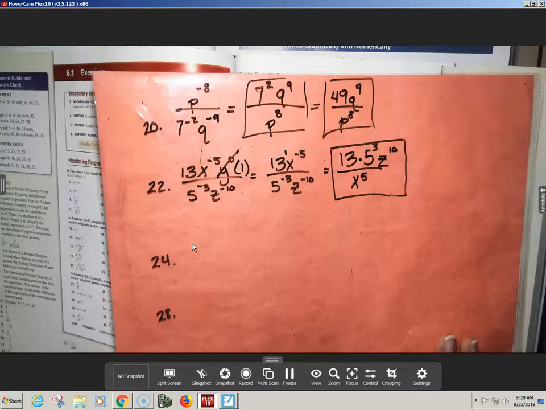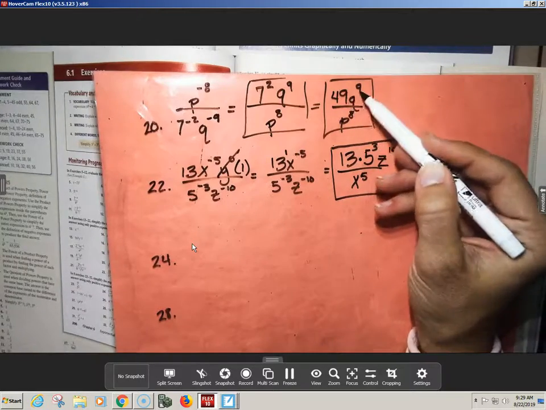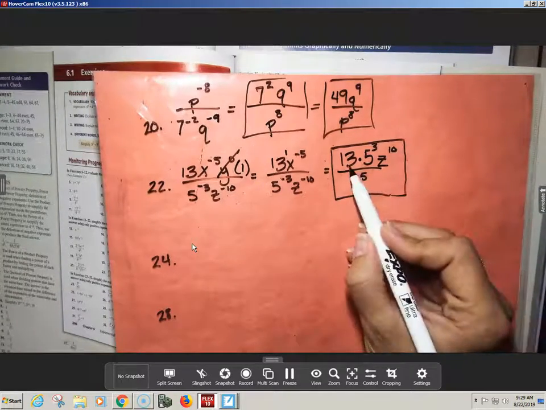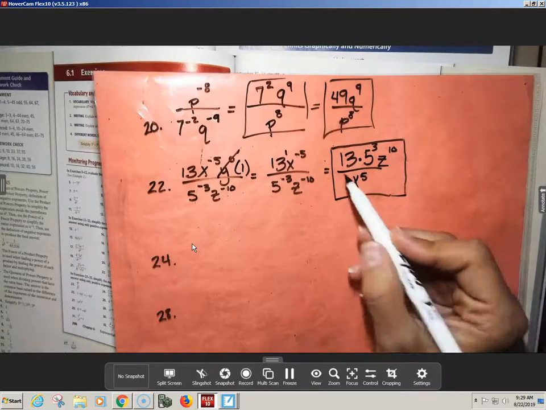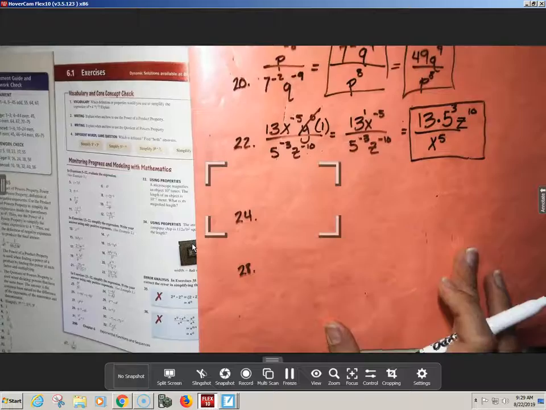I was going to say, does it matter if I do 10... Well, we usually put the numbers first, just like that's algebra. We put the coefficient and then the variables. But I don't care which number goes first, as long as they're both up there. Is that cool? Okay. Number 24.